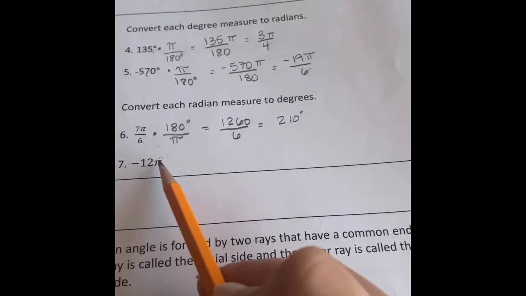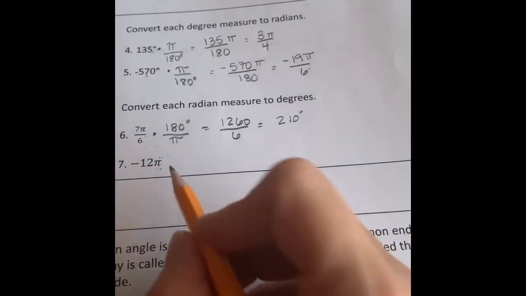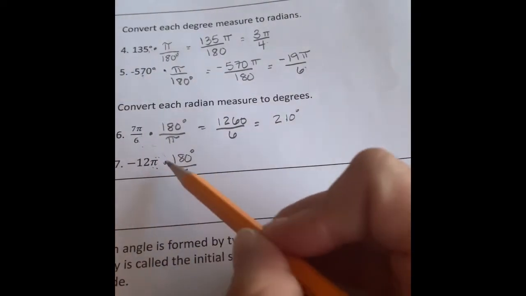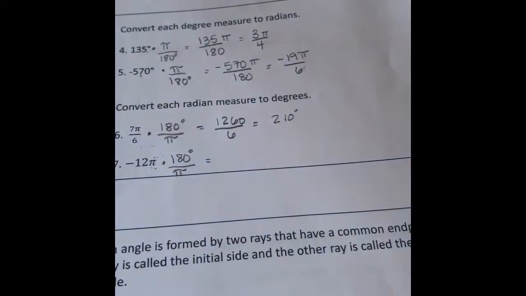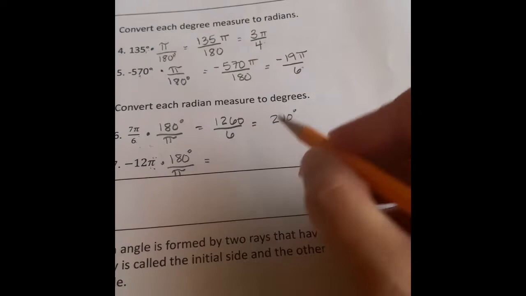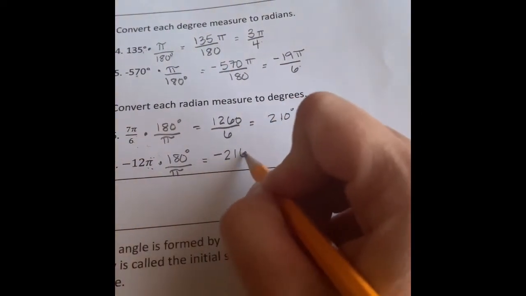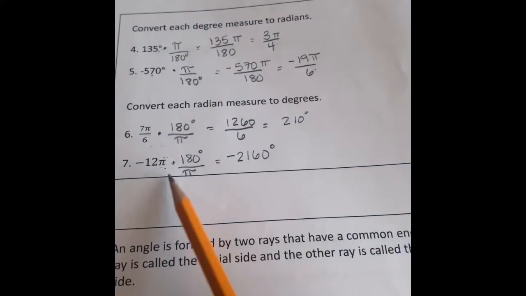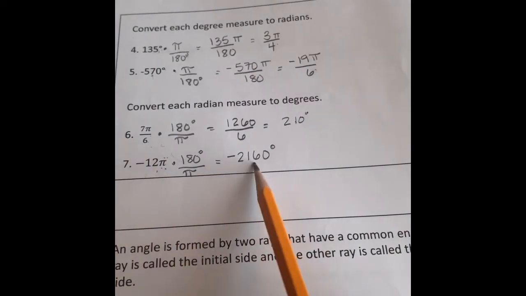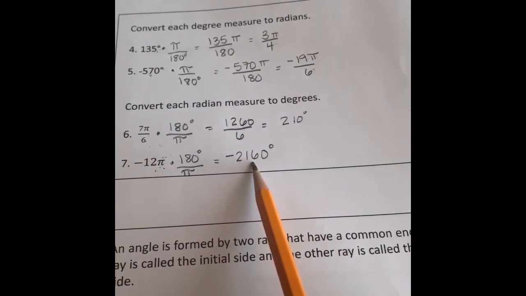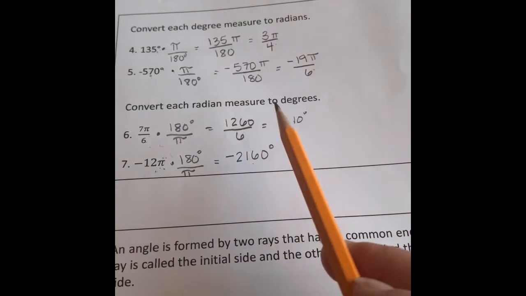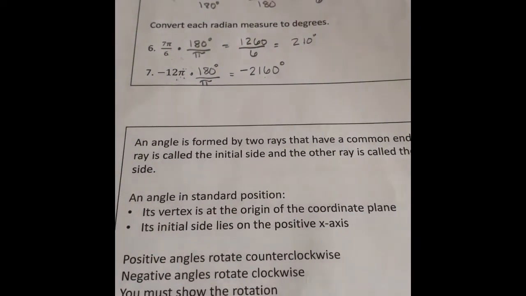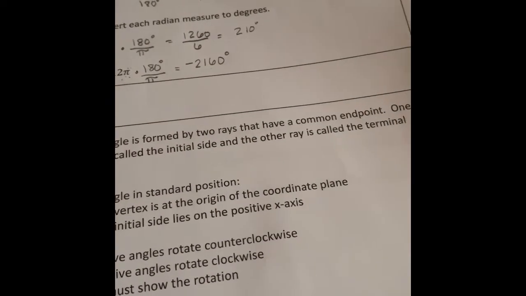Same thing on this next one. There's no degree symbol, so that's how we know it's a radian. So we're going to multiply this by 180 degrees and divide that by pi. The pi's are going to cancel, so we just need to multiply -12 and 180, and we get -2,160. There's nothing for us to divide by here, so we just need to add our degree symbol. So -12 pi radians is equivalent to saying -2,160 degrees. So one of the things you're going to be asked to do in your assignments is to make sure you can do these conversions. Okay? The next slide, you'll see an angle is formed by 2 rays that have a common endpoint.